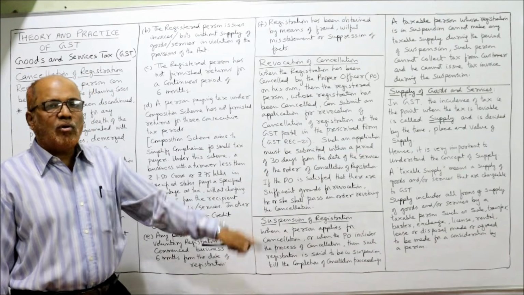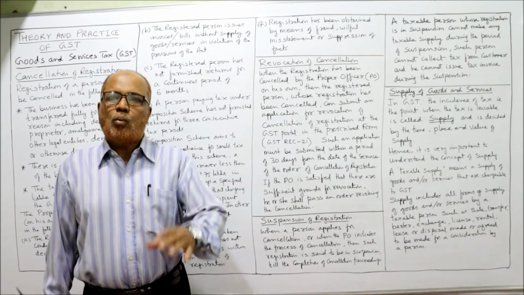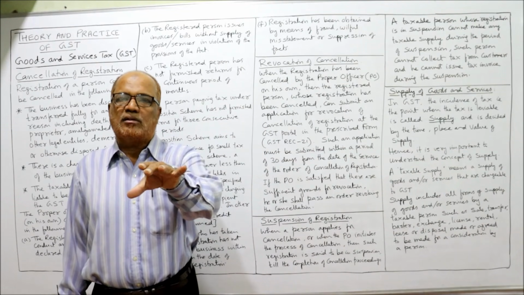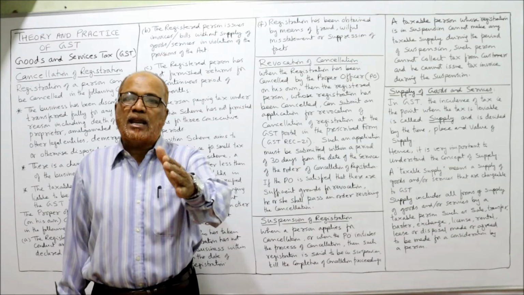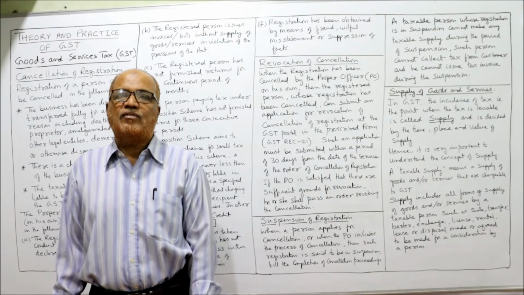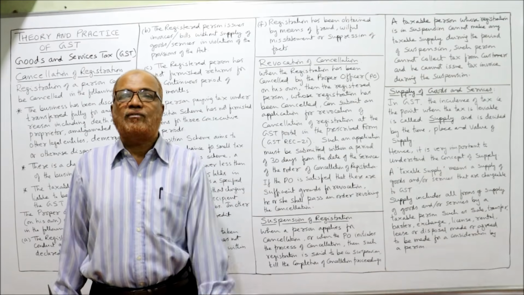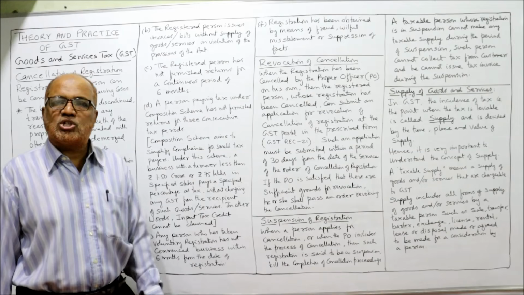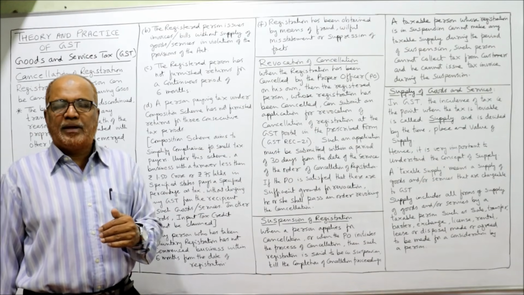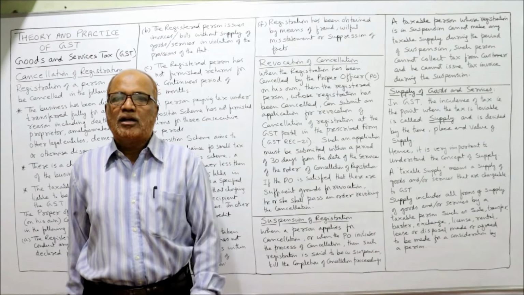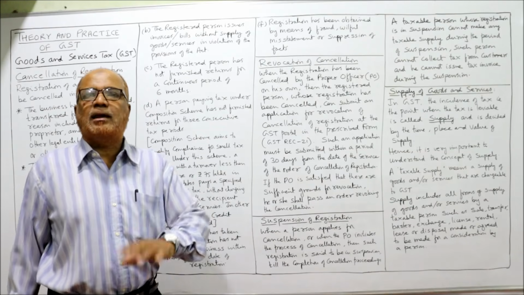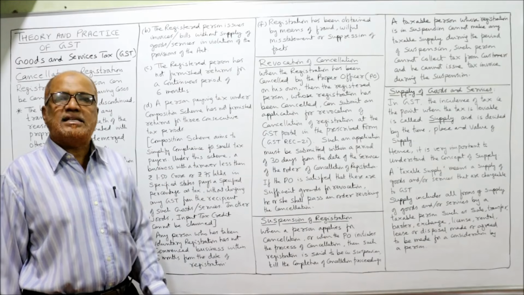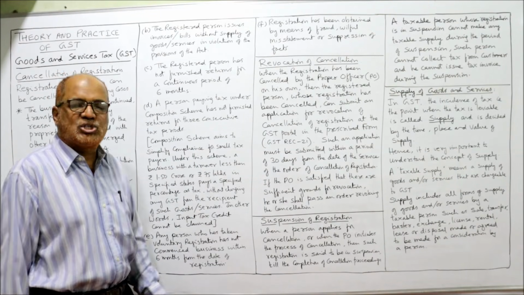Next one is revocation of cancellation. Once cancellation is over, the registered person whose registration is cancelled can apply to the proper officer for revocation of that cancellation order. Revocation means taken back. The order of cancellation will be taken back. That means it is not cancelled, but it will continue as registered.